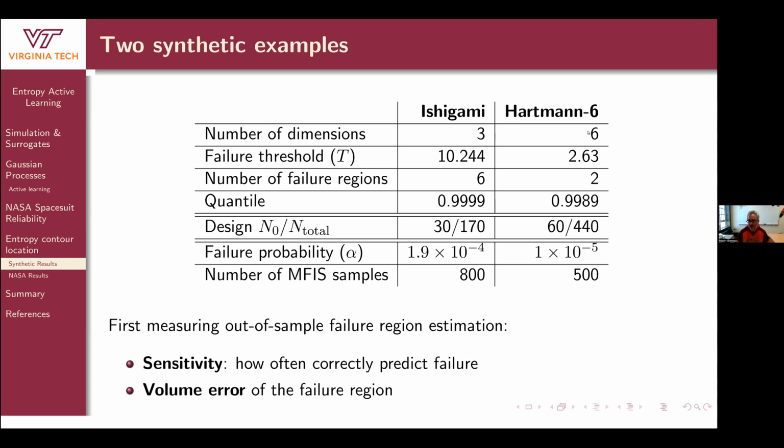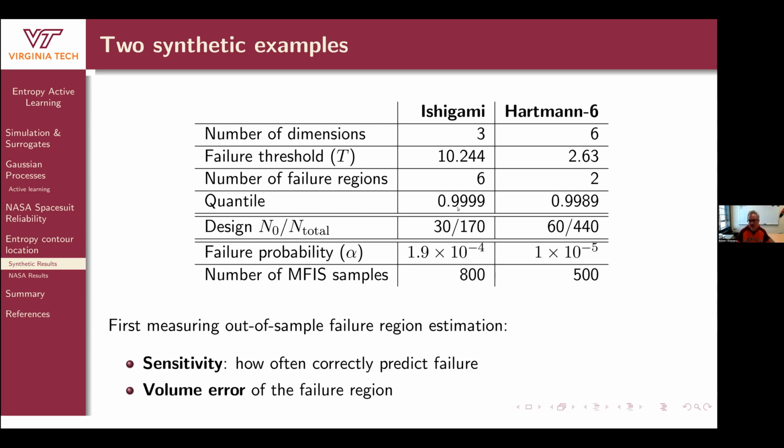And I'm not interested in learning those entire functions. I want to define a challenging contour to explore for these. So I've chosen a failure threshold for these two functions that results in a number of failure regions. In the Ishigami, there are 6 regions that are above that threshold, and in the Hartmann function, there are 2. And those correspond to quantiles in an input distribution that are very extreme.